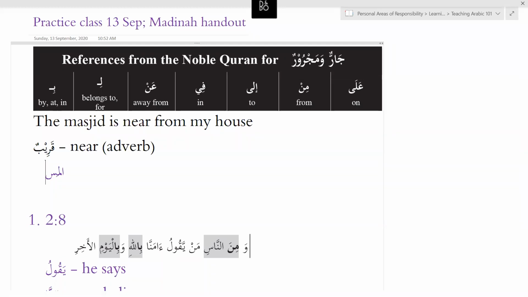Al masjidi qaribun min baiti. They are making one mistake, Sadia. And if you don't catch the mistake, you're going to write the correction 100 times. What's the mistake here? Same mistake which Zahan made yesterday, or which he supposedly made and corrected.